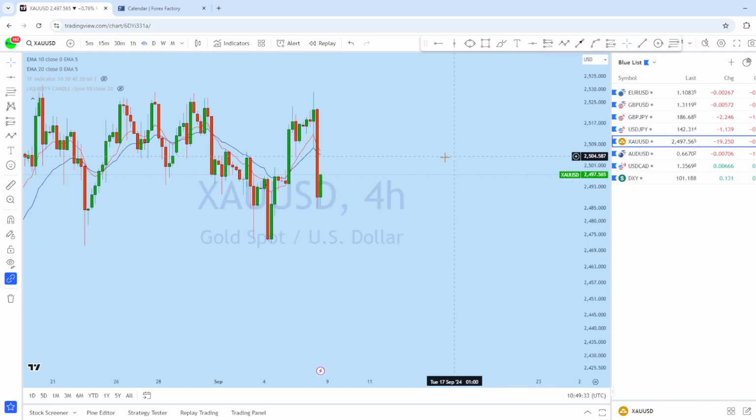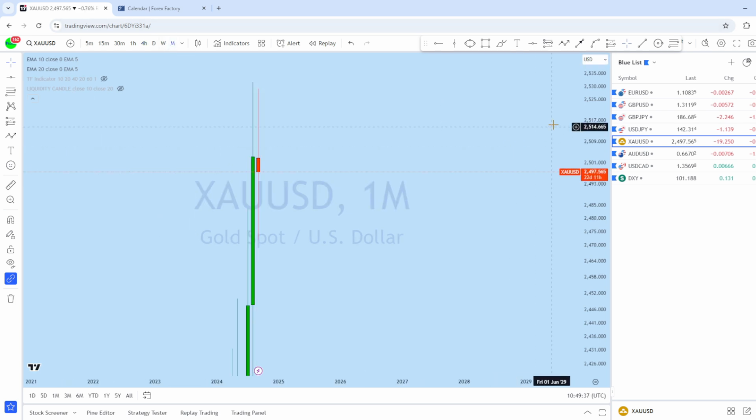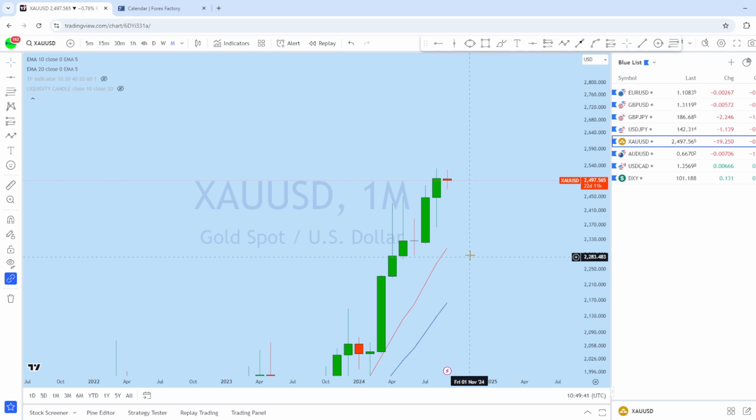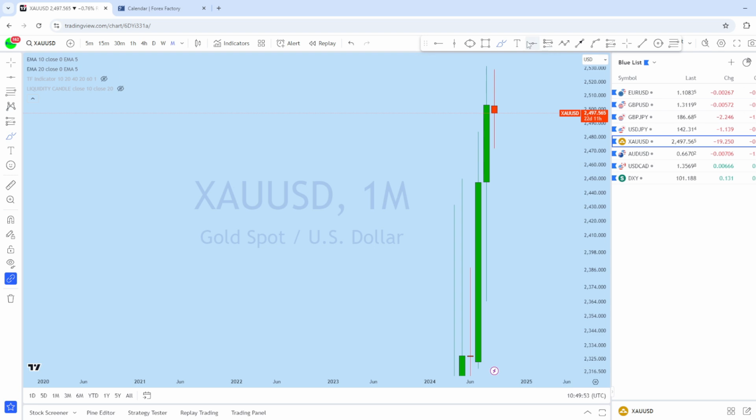Now let's see gold, how the price is doing. Looking at the monthly chart on gold, this is a monthly bullish candle, and this month we can see the price initially tested the high and then got a very strong rejection. Currently the price is at the monthly resistance line.